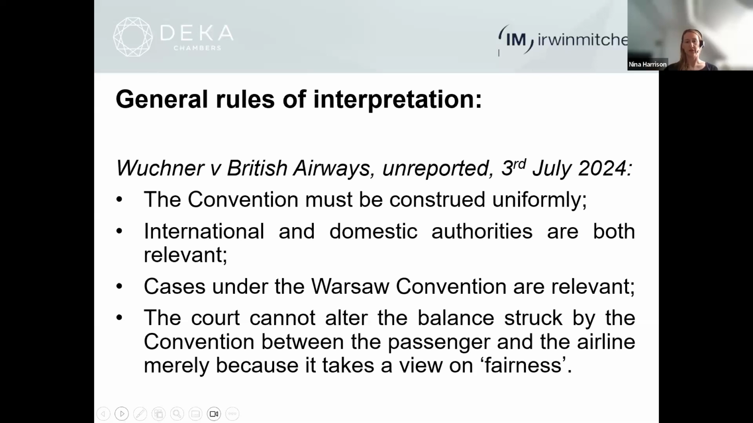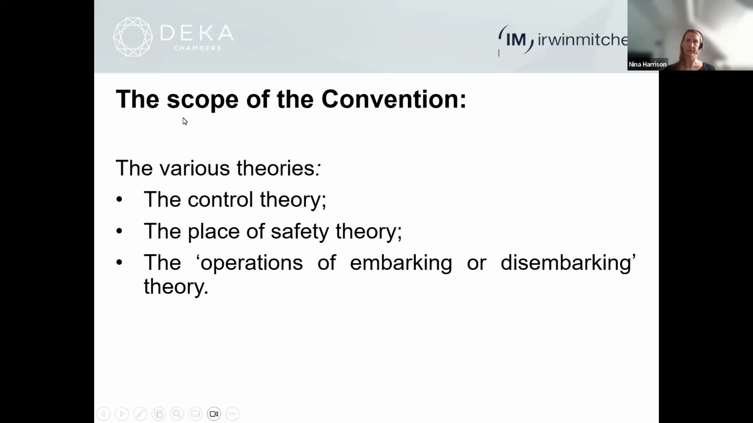International and domestic authorities are both relevant, as are cases under the Warsaw Convention. But the important thing is that the court has to look at the language of the convention and apply it to the specific case. So, for example, there's no definition of negligence in the convention, and so national courts have to interpret the terms of negligence and wrong act or omission accordingly. So the convention aims to strike this balance between the interests of airlines and passengers, and the court can't just change that because it takes a view on fairness. And I think Sarah is going to talk about scope.